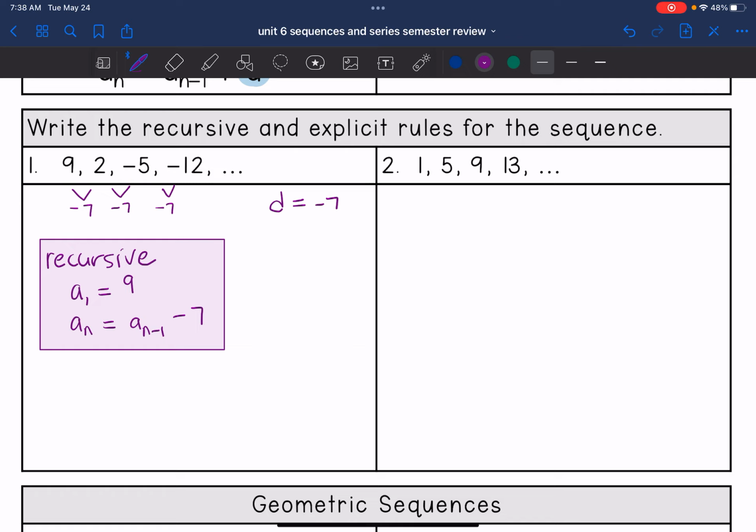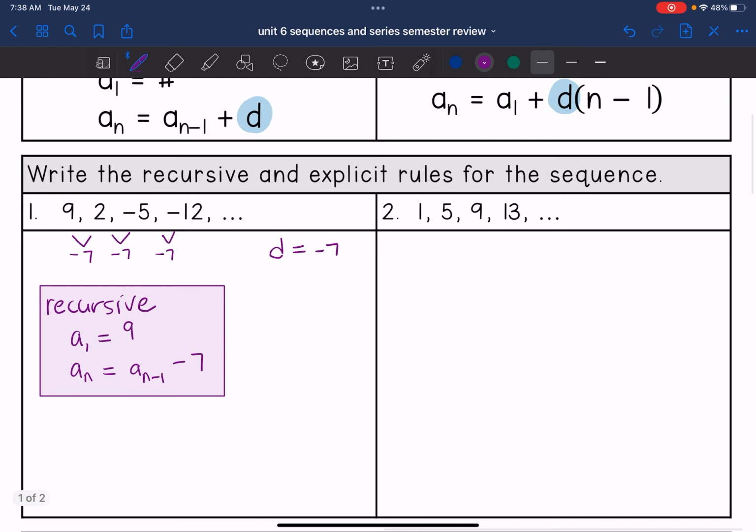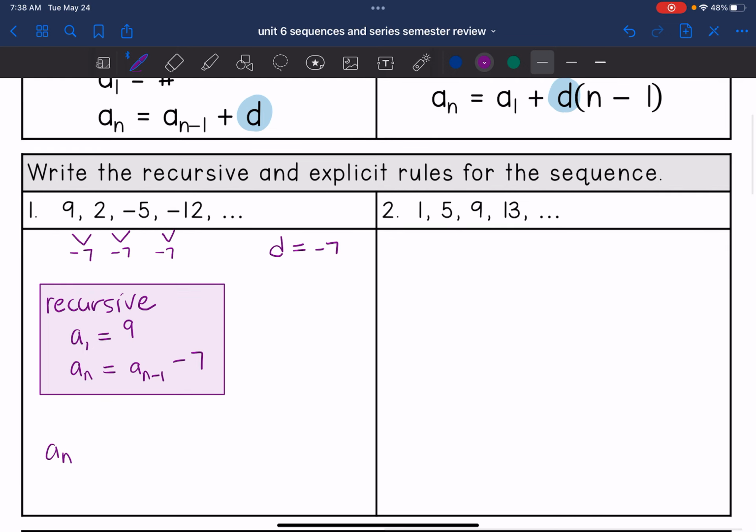Okay, for the explicit rule, let me scoot this up a little. So there's our pattern there on the right. We're going to follow this. So A sub n equals, again, you have to say what the first number was, so 9, plus D, so it would be -7, parentheses, n minus 1. Then let's simplify this as much as we can. So we're going to distribute that -7. So this becomes 9 minus 7n plus 7. And then combine your like terms. So A sub n equals 16 minus 7n. So that is our explicit rule.